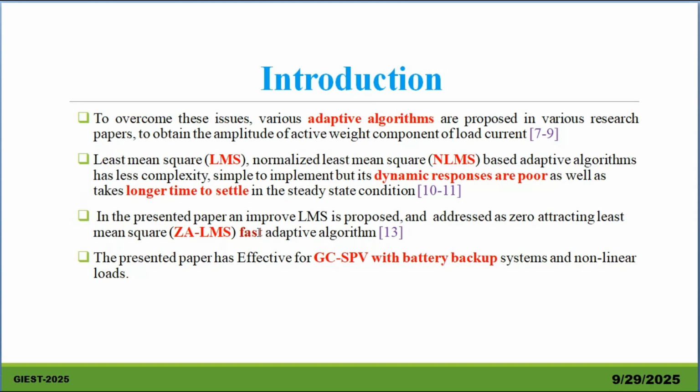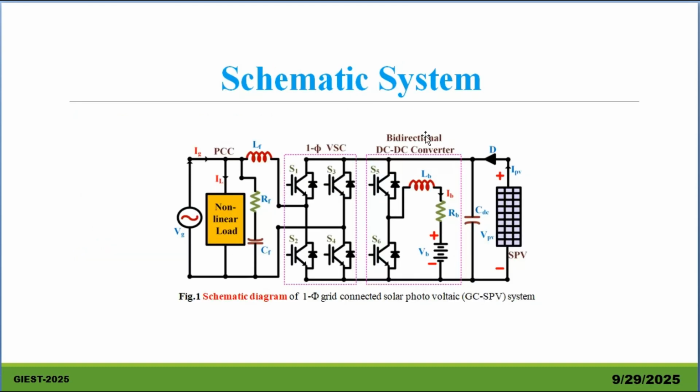In the presented paper, an improved LMS is proposed, addressed as the zero attracting least mean square algorithm, which is a fast adaptive algorithm. The presented paper is effective for grid-connected SPV with battery backup system and non-linear load. Schematic system. In figure 1, a schematic diagram of single-phase grid-connected solar photovoltaic system is presented.